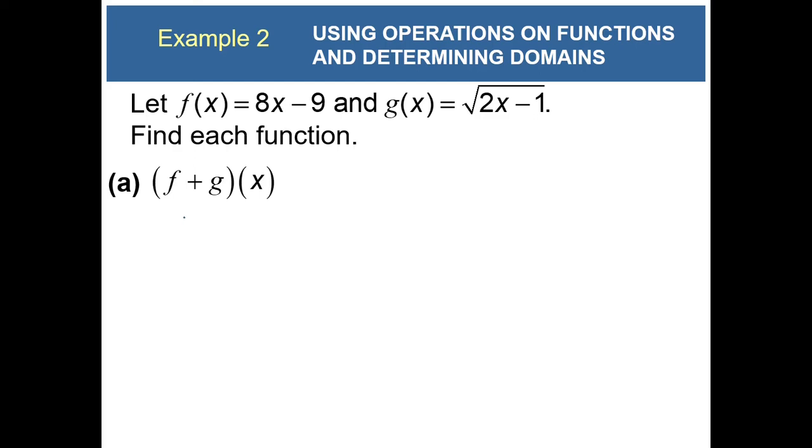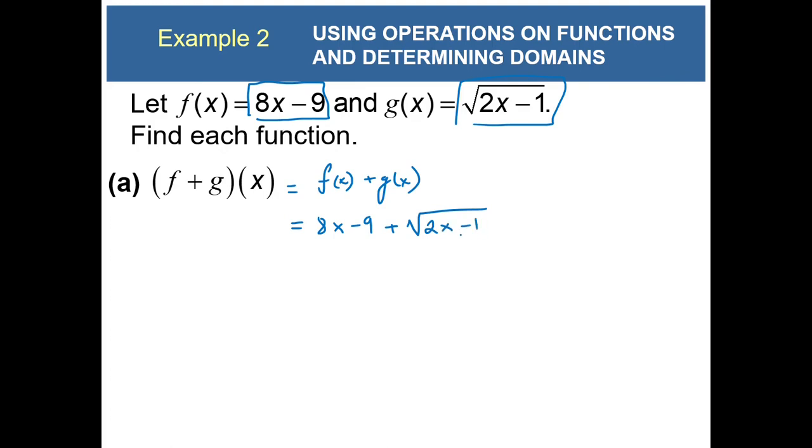Part A, we want to find f plus g of x. We'll use the definition. This is equivalent to f of x plus g of x. And that means we'll take the function f of x and we'll add that to the function g of x. That results in 8x minus 9 plus the square root of 2x minus 1. We'll try to simplify if possible. And in this case, this is simplified, so we're done with the problem.